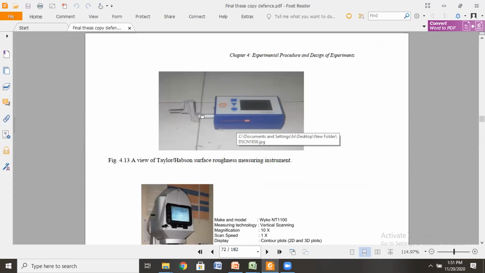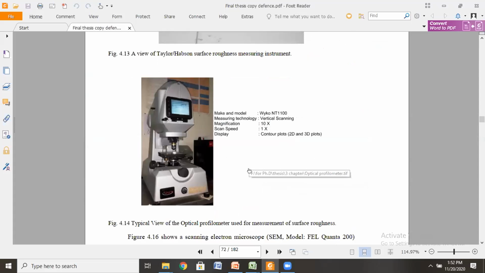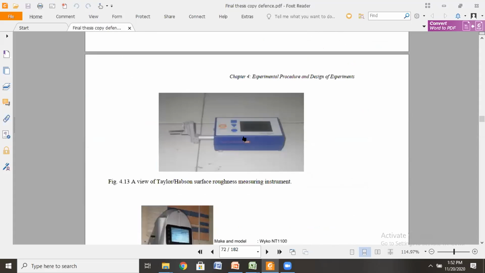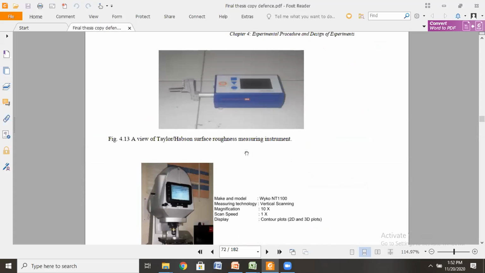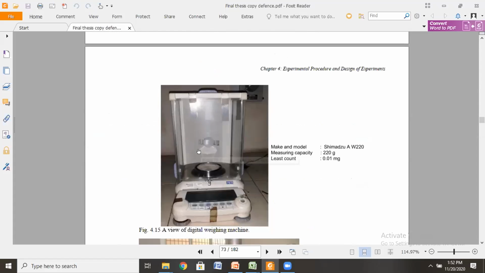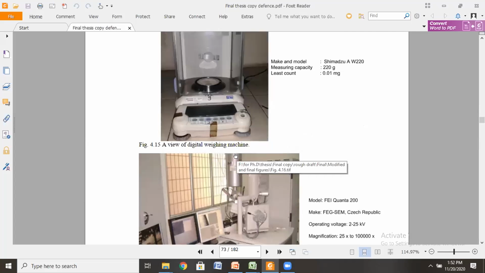Like you can see, the Taylor-Hobson surface roughness measuring device for measuring Ra, and we also use this optical profilometer. The optical profilometer is used whenever you are unable to touch the surface, for example, while measuring the gear after finishing. It is difficult to land this probe on the gear, so in those cases we use this optical profilometer for measuring the roughness, and we use this sophisticated weighing machine for measuring the initial weight minus final weight.